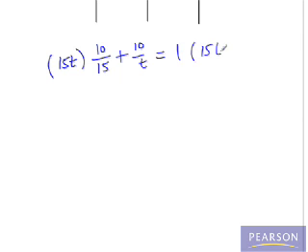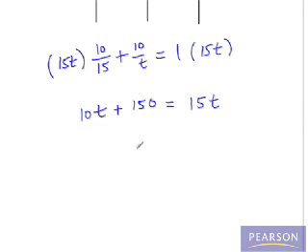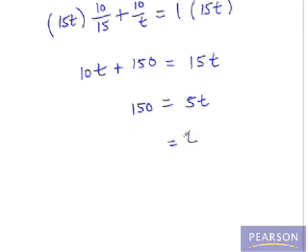this equation by 15T. On the right, we'll simply take 15T times 1 and get 15T. On the left, using the distributive property, 15T times 10 over 15 gives us 10T. 15T times 10 over T, the T's divide out, 15 times 10 is 150. So again, solving for T, I'm going to subtract 10T from both sides, giving us 5T, and dividing both sides by 5, we get T equals 30.